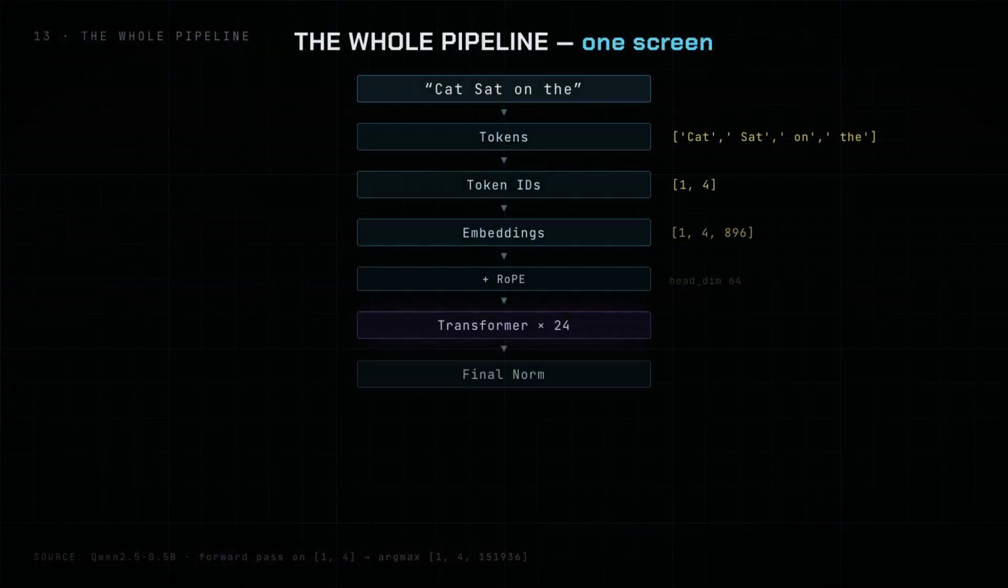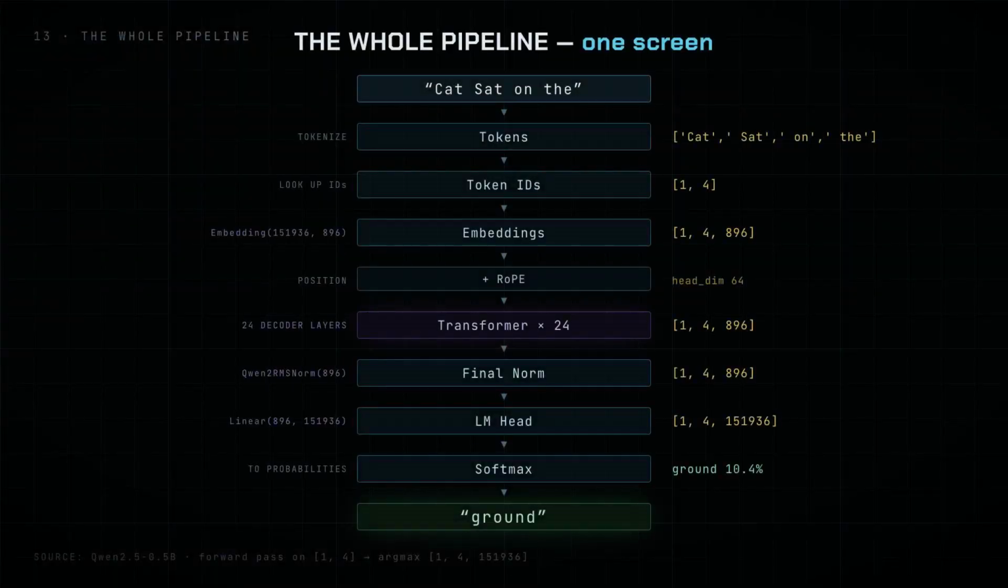So here it is, the entire journey on one screen. "Cat sat on the" becomes tokens, then IDs, then vectors. It flows through 24 transformer blocks, gets normalized, scored across the whole vocabulary, softmaxed into probabilities, and out comes "ground".